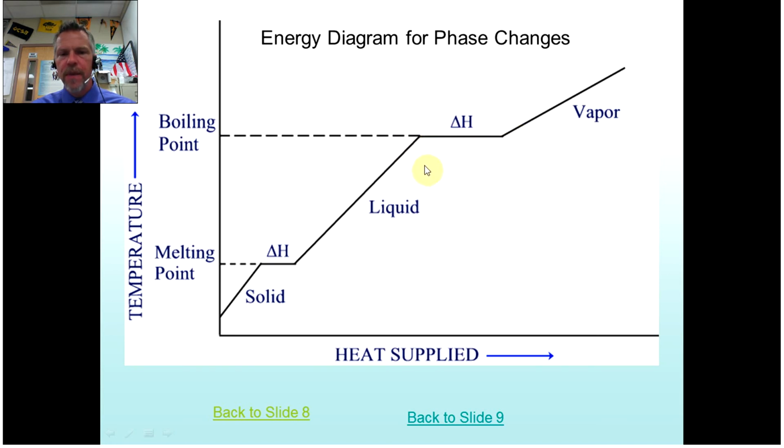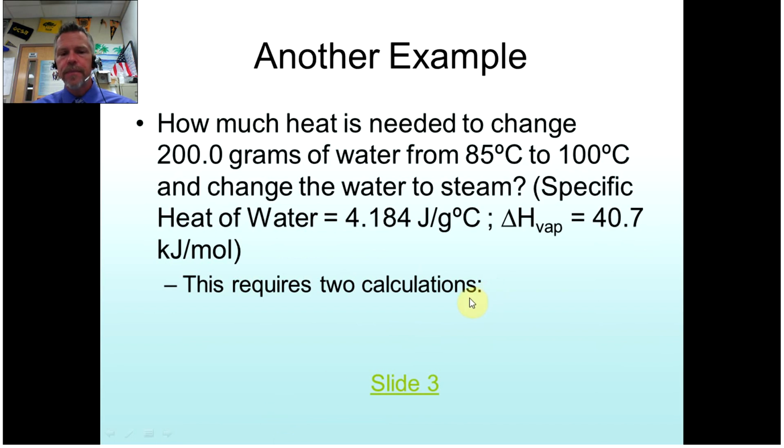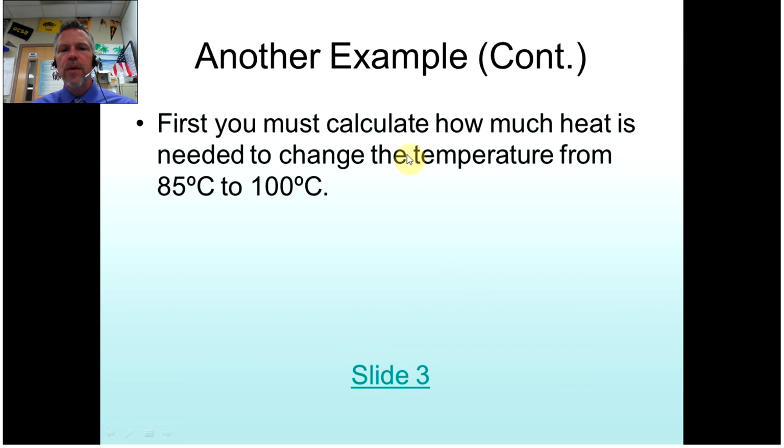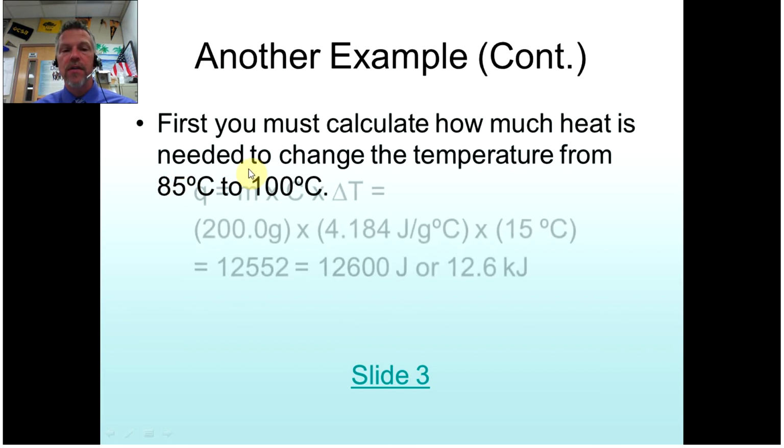This first part of the calculation is one that we've done many times before, where you've got a temperature change and you use the specific heat of a compound to figure out how much energy you have to add. So let's go back. Like I said, first we're going to calculate how much heat is needed to change the temperature from 85 to 100 degrees. We've got liquid water going from 85 to 100.